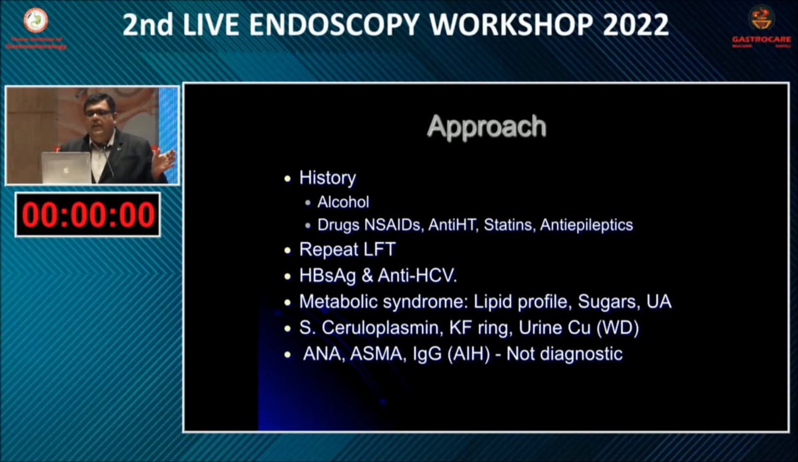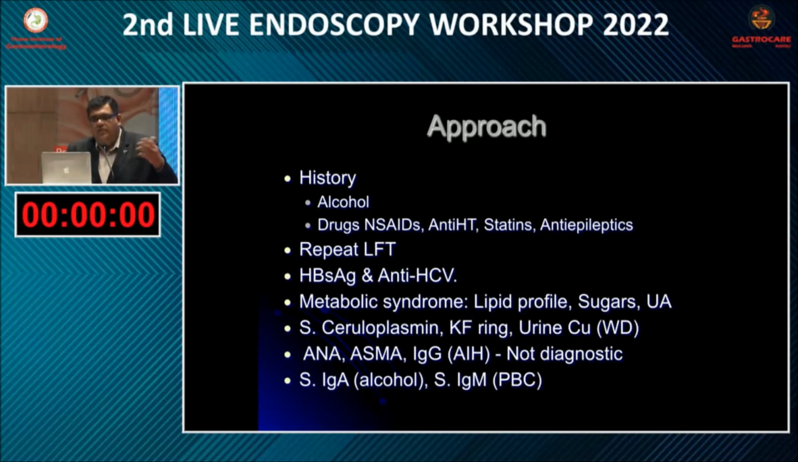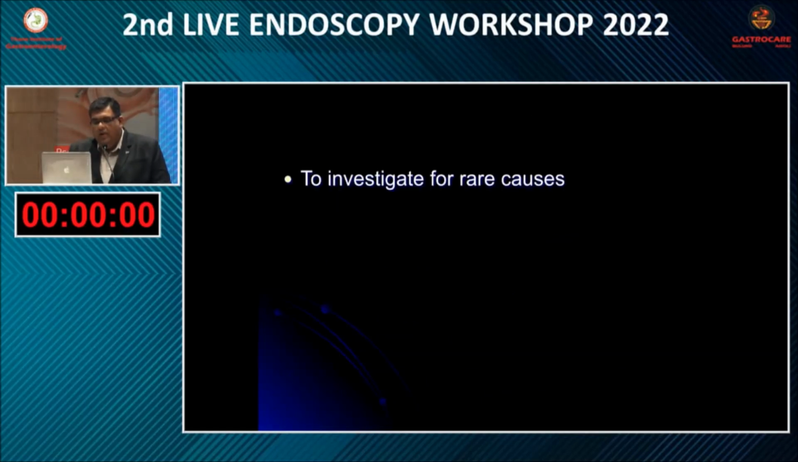But by itself, ANA or ASMA positive doesn't mean autoimmune hepatitis. The whole clinical picture and liver biopsy has to be taken into consideration. Then you may ask for IgM and IgA. If they are elevated, they indicate PBC or alcohol respectively.